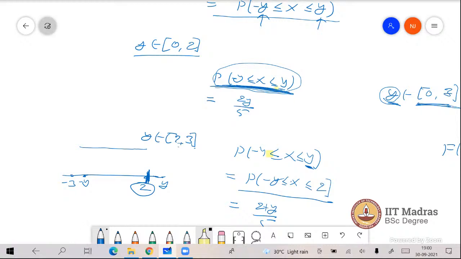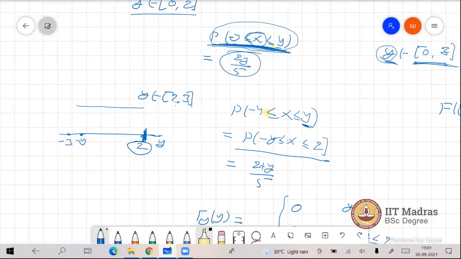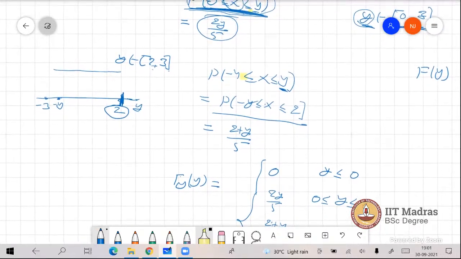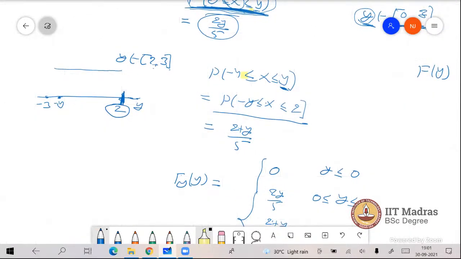So what is this probability? This is just 2y by 5. That I understood. So in the second probability, we are increasing the y from the left side. We are taking minus y to 2. Minus y to 2 also covers 0 to 2, no? So that is why I was asking.